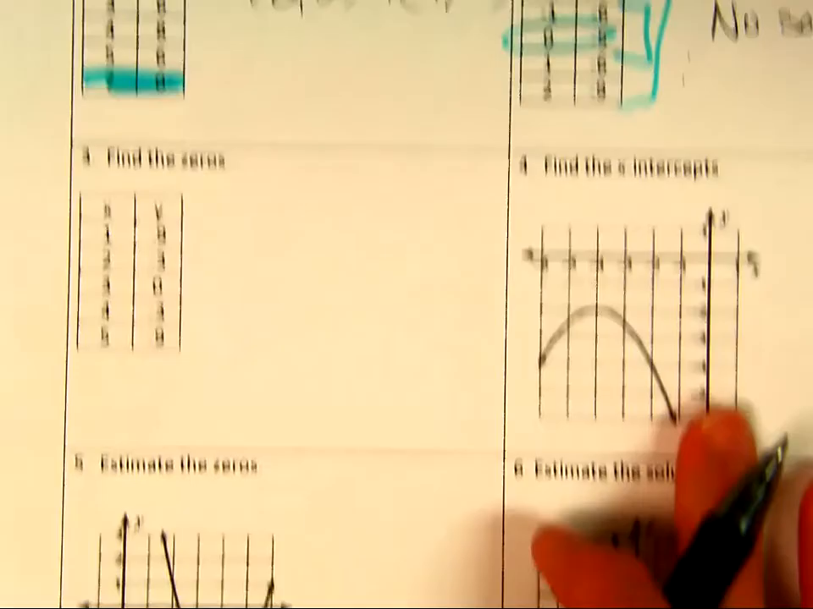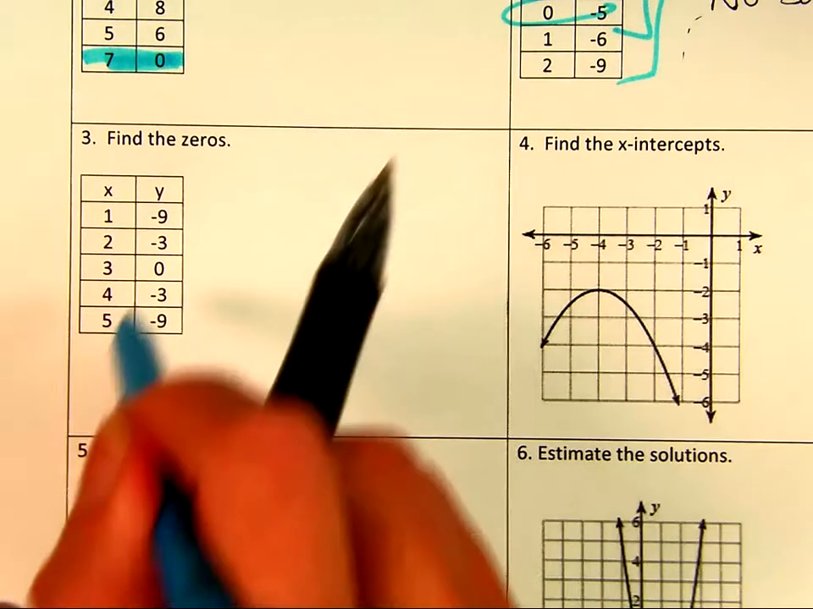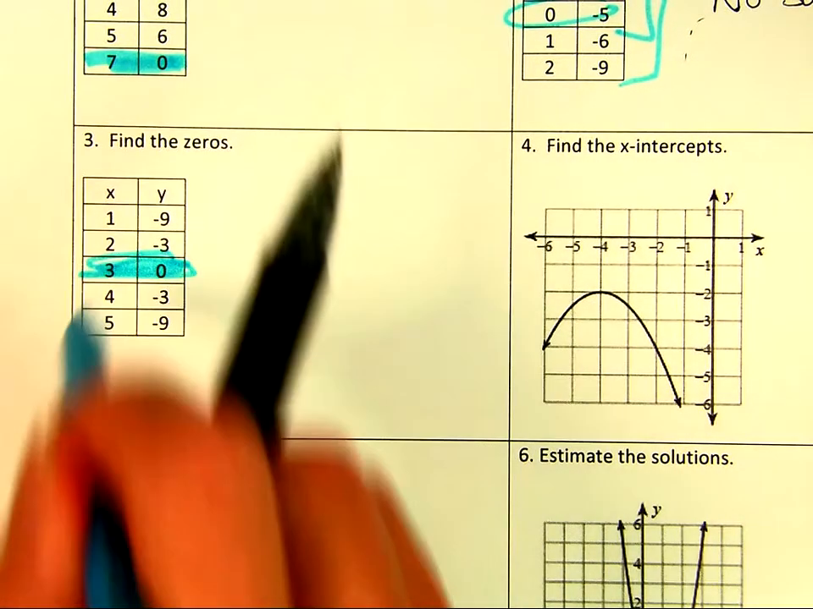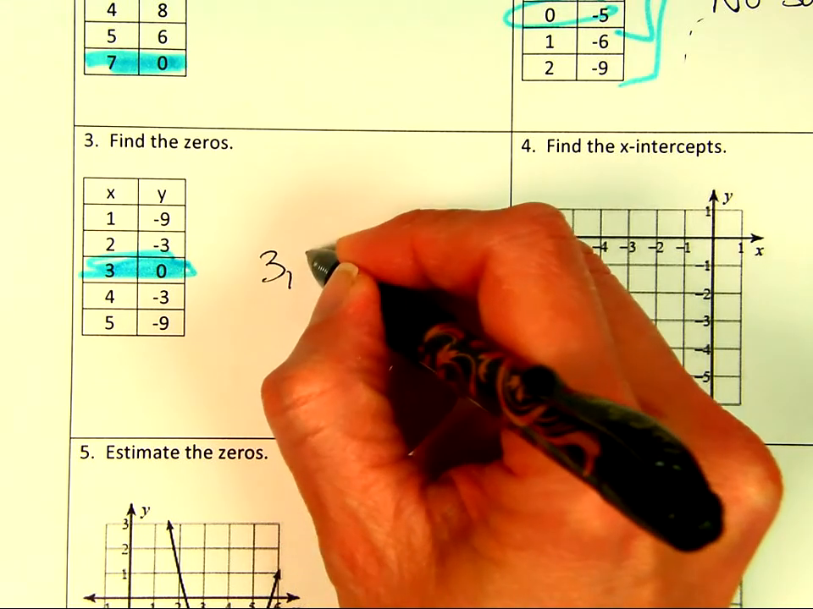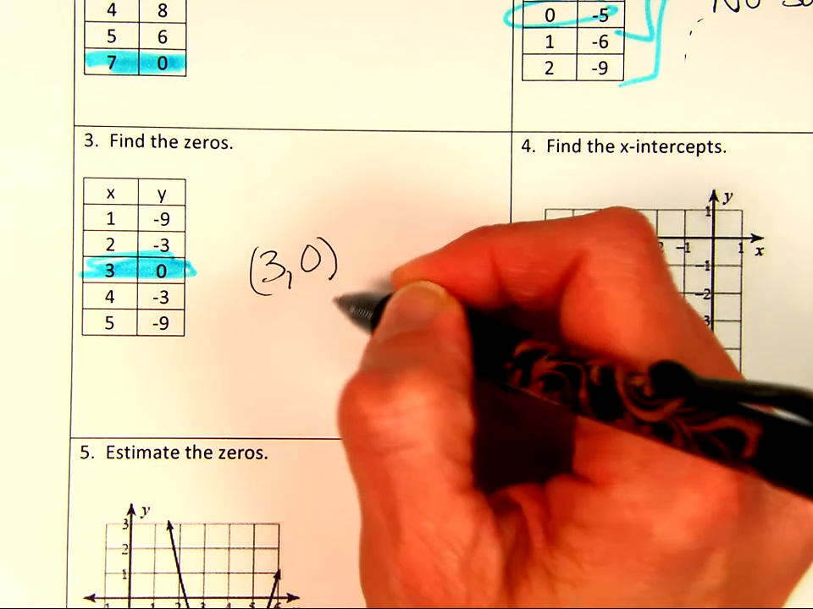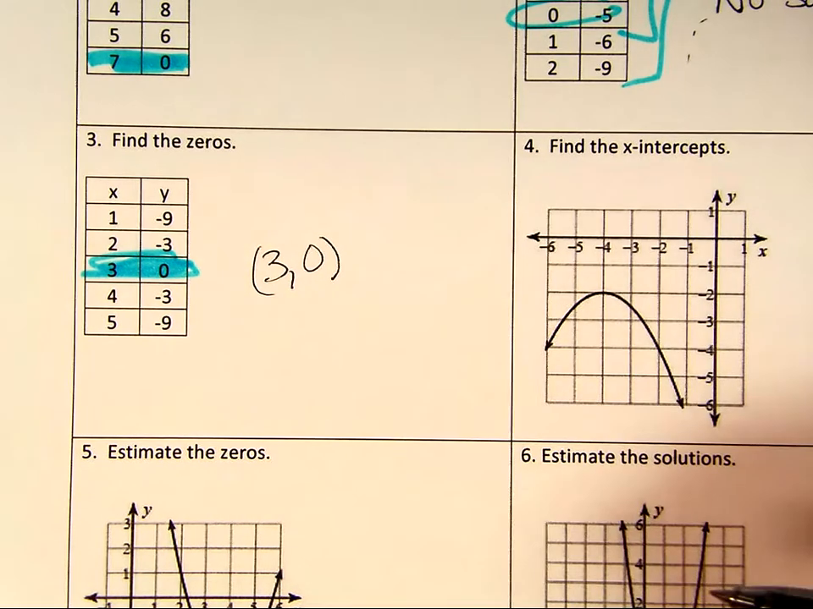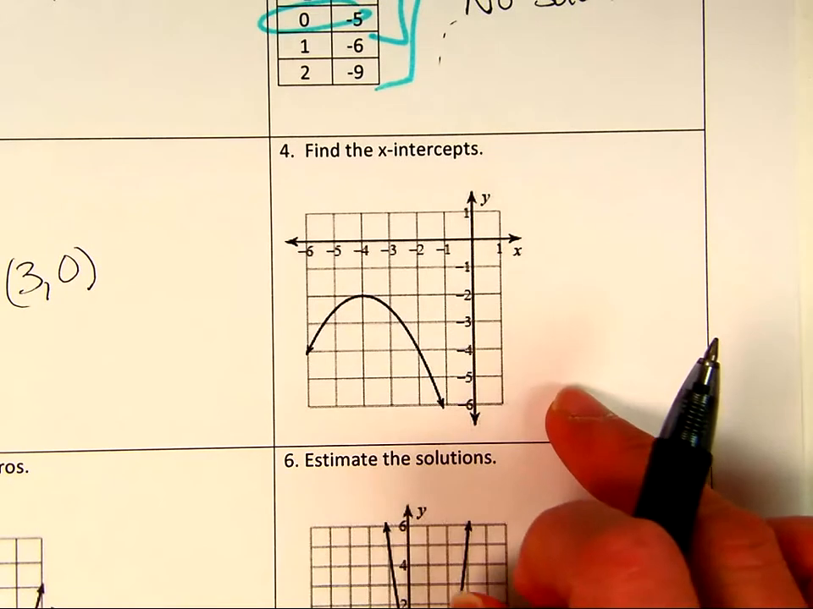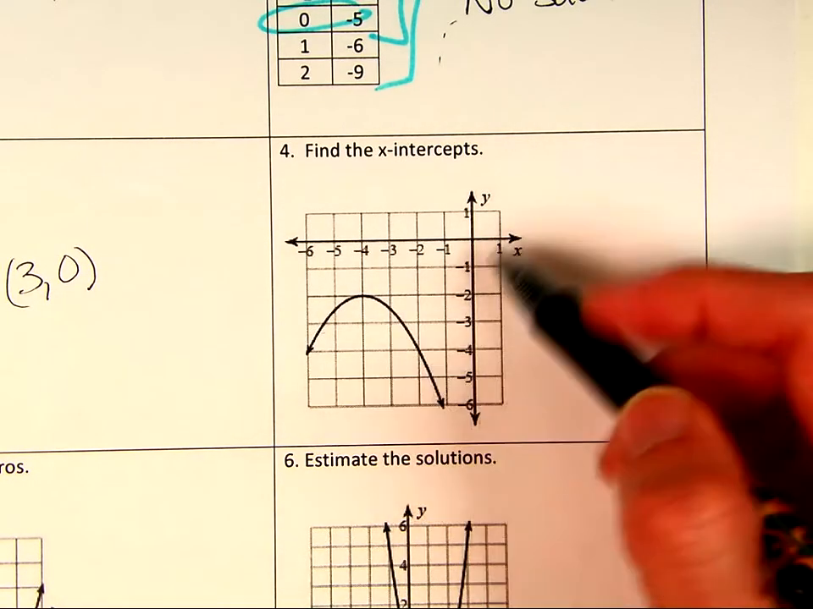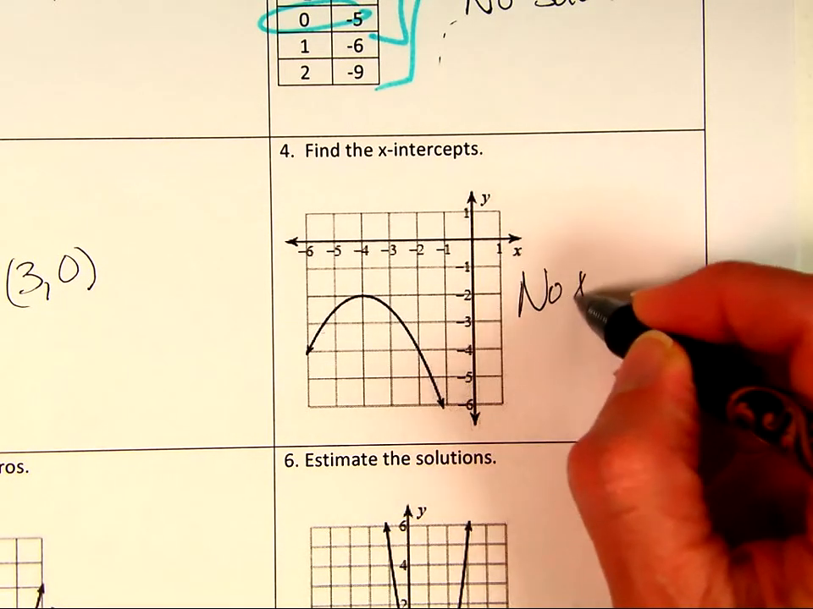And then this one right here. Here's my vertex, and y is also 0 on my vertex. That means it just hit the x-axis and went back up. So there's just one solution, 1, 0, 1 root, 1 x-intercept. And that's it. So what are the x-intercepts here? Well, it never touches it, so that's just no x-intercepts.